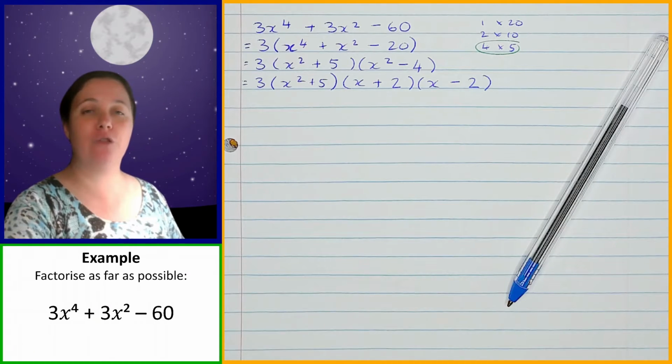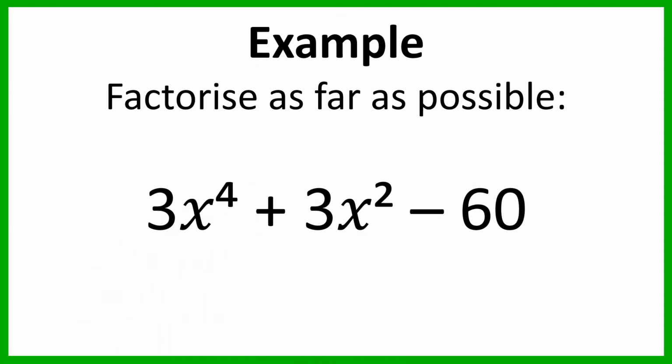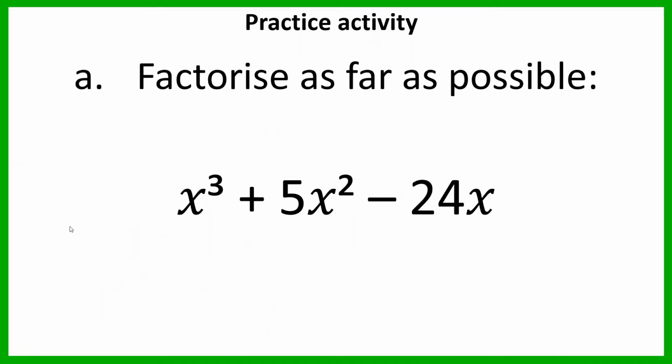Now I'm going to give you a few that you're going to do for yourself. The first one you're going to do is x cubed plus 5x squared minus 24x. You need to factorize as far as possible. I'm going to give you 1 minute to do this example.